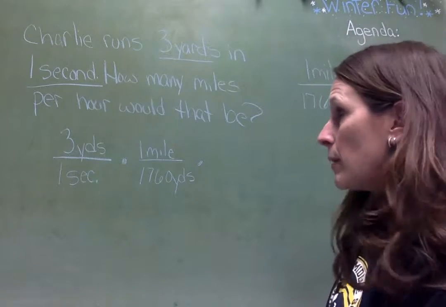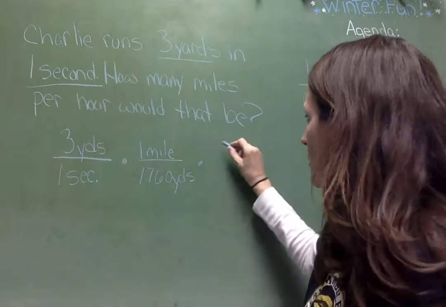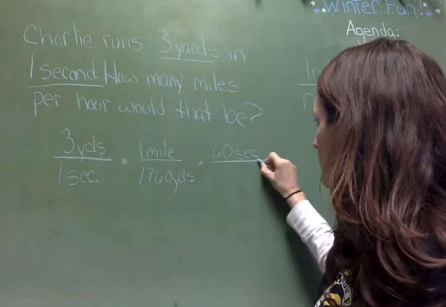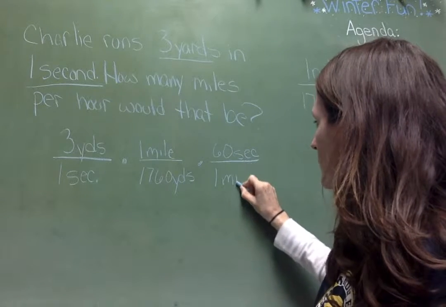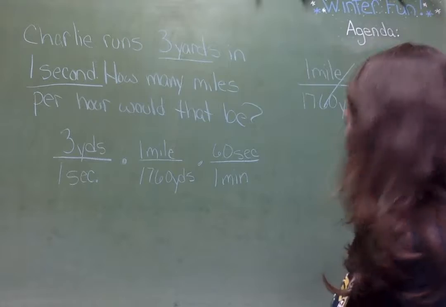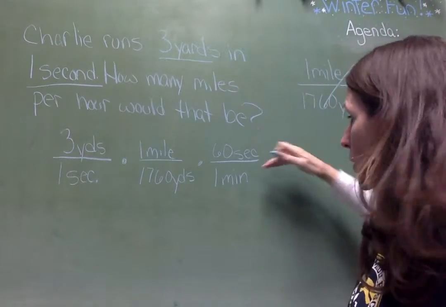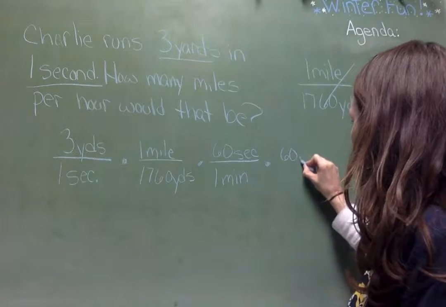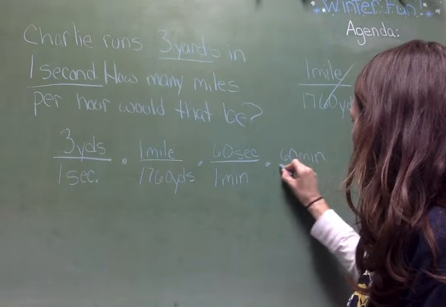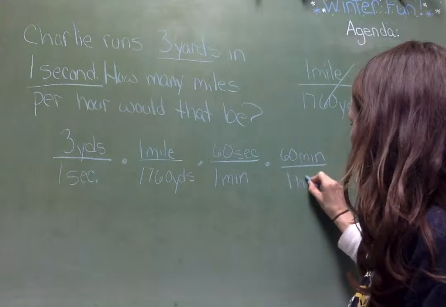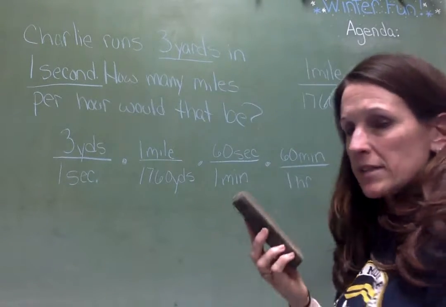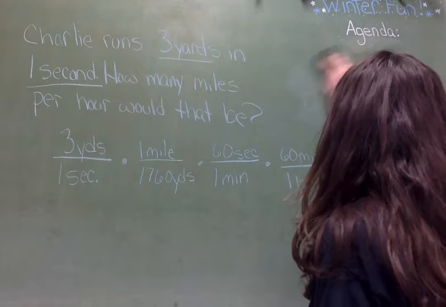60 seconds in 1 minute. Seconds are here, so I'm going to make them diagonal. And I have 60 minutes in an hour. Let's make our minutes diagonal again. Now, you're obviously going to have a little more room on your paper than I have on the board, so I'm going to erase the notes that I took so I have some room to work.